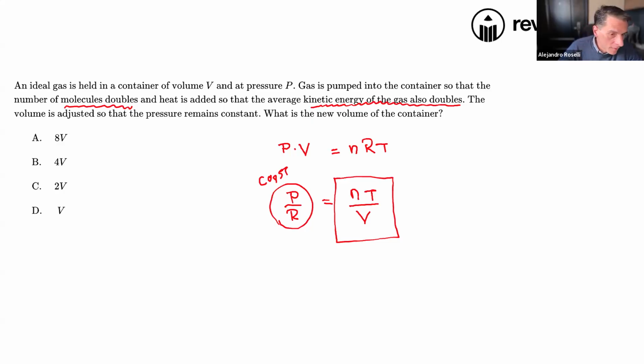So what's going on with the number of particles? The number of particles N is doubled, so this is multiplied by 2. And the same with the temperature. We're told that the kinetic energy is doubled, so temperature is also multiplied by 2. So the real question would be, how should the volume change for this magnitude to remain constant? We have a times 4 on the numerator. We should have the same thing in here.